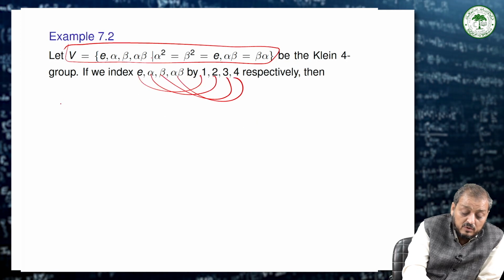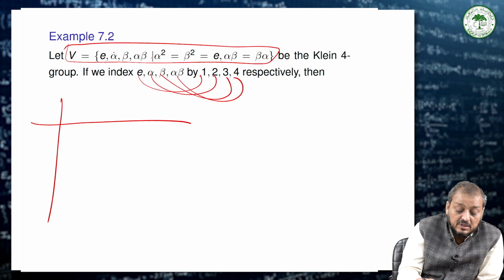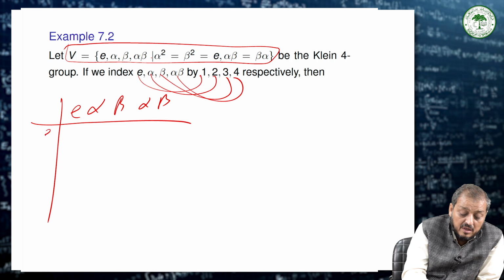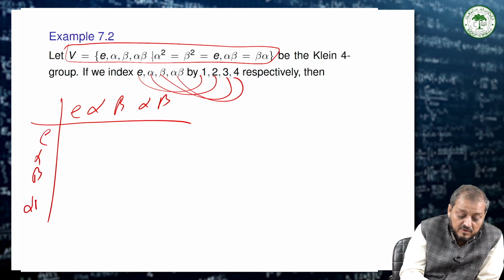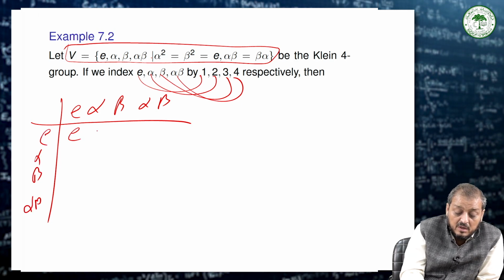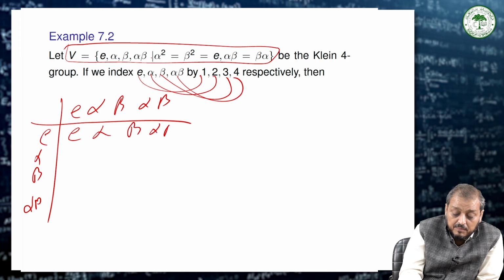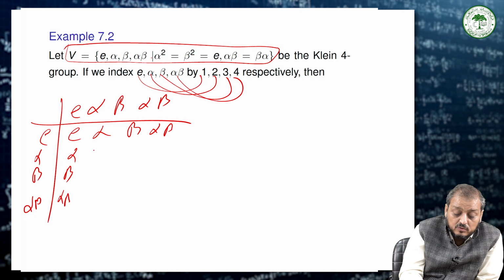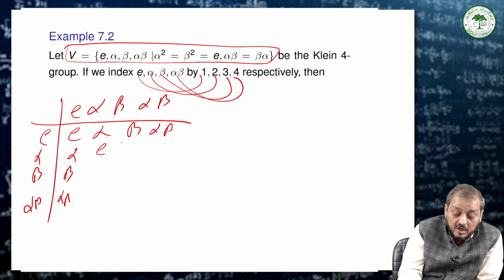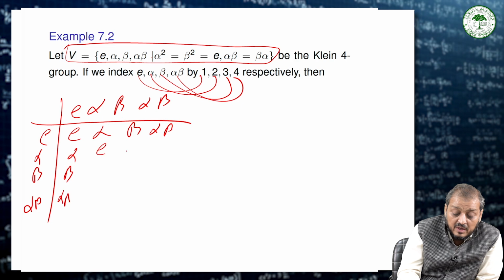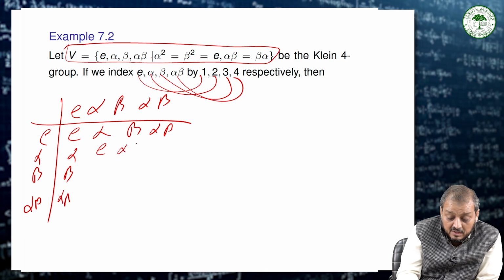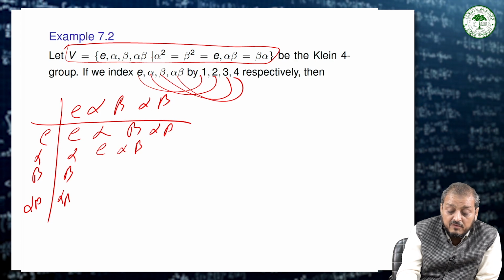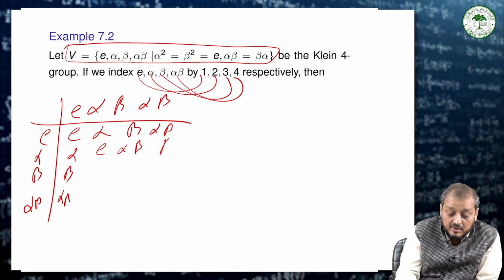By this, if you want, we derive this: you have E, alpha, beta, E alpha beta, then E into E alpha beta. Now you have alpha square equal to the identity. Now you have alpha beta, and then you have alpha times alpha square equal to the identity. That means you are getting beta.